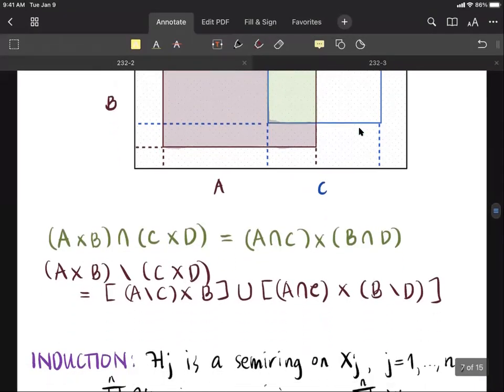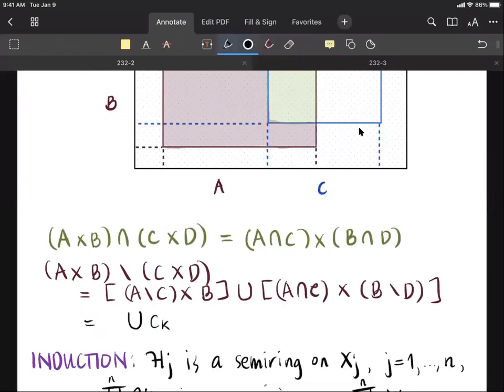And from SR3, we could write A minus C as the union of some C sub k's, k from, let's say, 1 to m, cross B, and then the union of some pairwise disjoint collection A intersection C cross, let's say, D sub j.